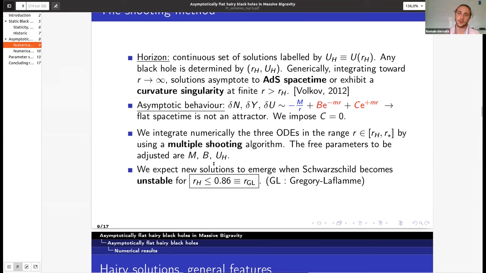We adjust the three parameters at the same time with the Newton algorithm. So basically, it transforms the resolution of ordinary differential equations into a set of algebraic-like equations at the intermediate radius. And the multiple just means that instead of using just two zones, we use many zones, as many as we need, to avoid the singularity that arises from the growing mode.